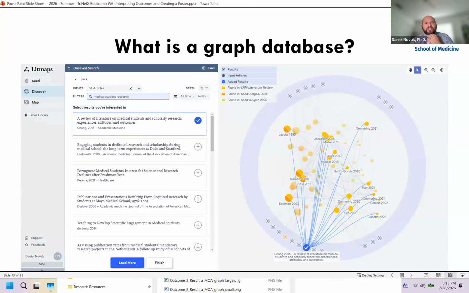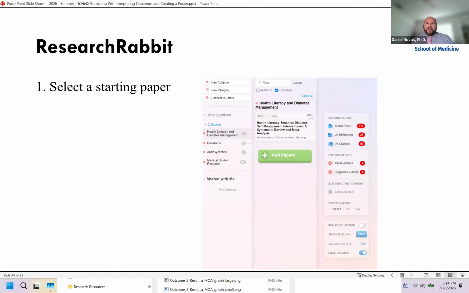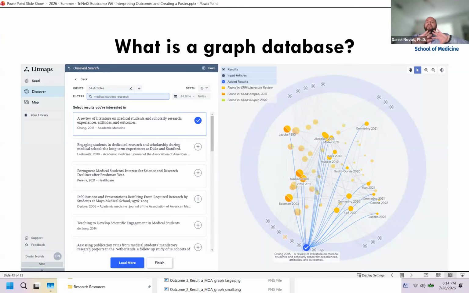Tools that are advanced but are less fraught are graph databases. So there's two here. LitMaps is one you pay for, and Research Rabbit is one that has a free version. And these tools basically help you get to the next generation of Google Scholar, right? I love Google Scholar. I use it for everything, but there's just sometimes so many subsections and subsections and subsections of Google Scholar's search areas, and it can be really frustrating to find everything.